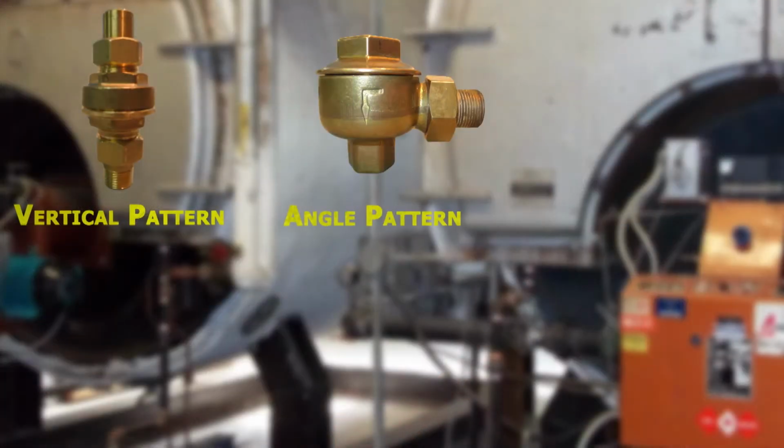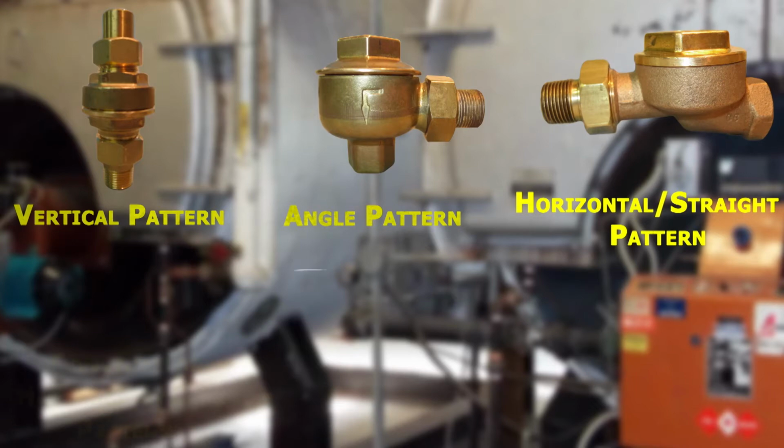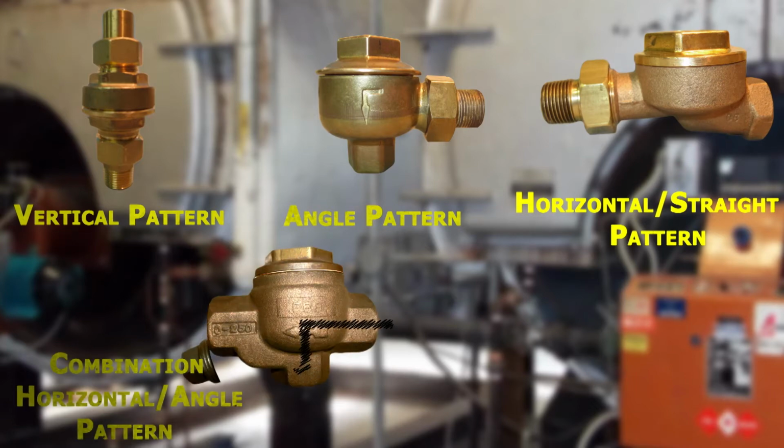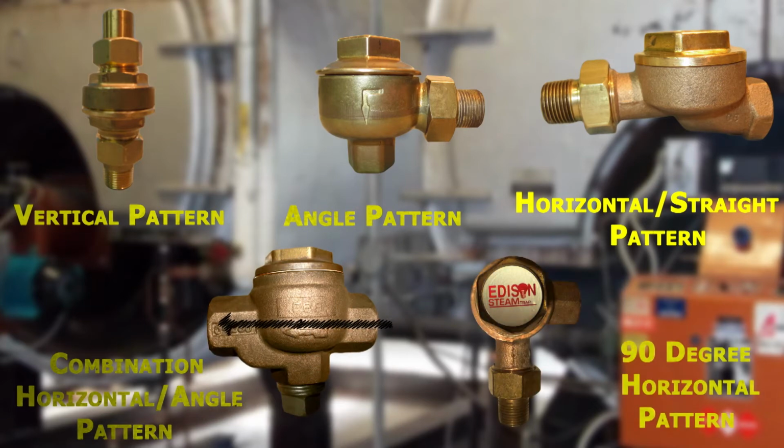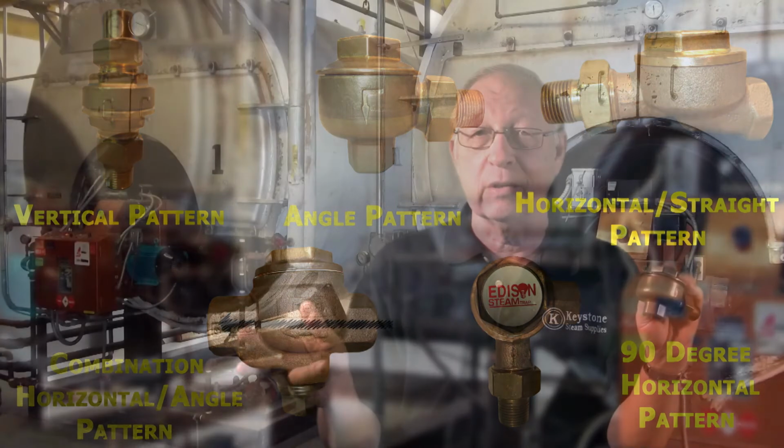The trap is available from multiple manufacturers in a vertical pattern, angle pattern, horizontal or straight pattern, combination angle horizontal pattern, or a 90-degree horizontal pattern, that is, a left or right turn. It can operate in steam pressures from vacuum to in excess of 300 psi. It can be made from brass, bronze, cast iron, stainless steel. As you can tell, there are many options available, and yet they all operate in exactly the same way.